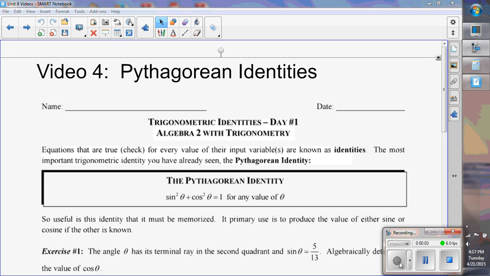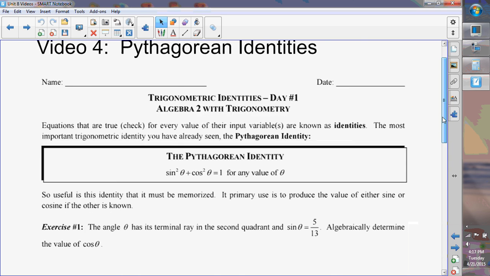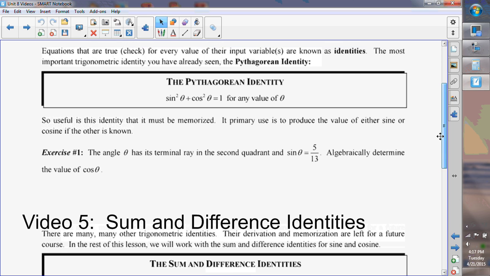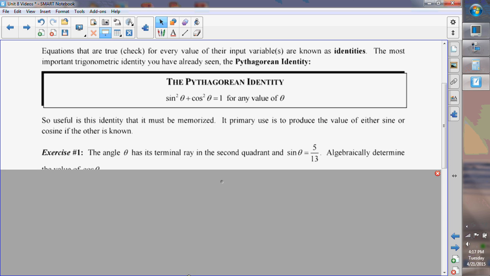This notes page is actually going to take up 2 videos. The first video is video 4, Pythagorean identities in Unit 8. And in this video, we are going to examine the Pythagorean identity and how it can be used to algebraically determine other formulas. So the first thing I want you to look at is that we have this formula that we've used in the past, that we have sine squared plus cosine squared equal to 1.